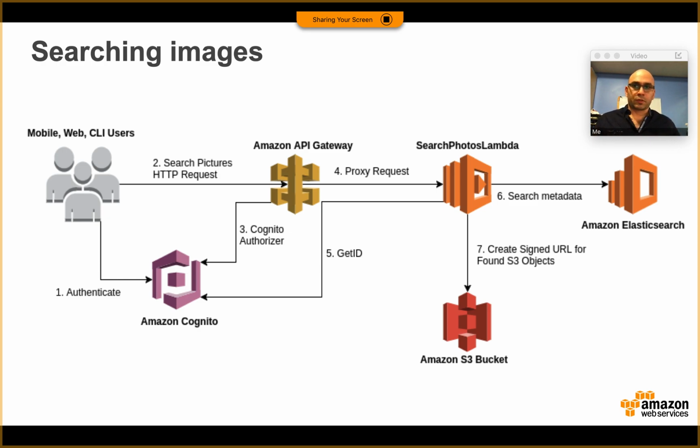This was created a while back, and I needed to do something really quickly, so this is why I chose the route that I went. You authenticate, then there's a curl request to search pictures. This curl request hits the Amazon API Gateway endpoint, which proxies the request to a search photos Lambda function, which in turn searches Amazon Elasticsearch. When it finds something, it creates an Amazon S3 signed URL, which I don't use here at all, but I'm including the code there just for reference purposes.